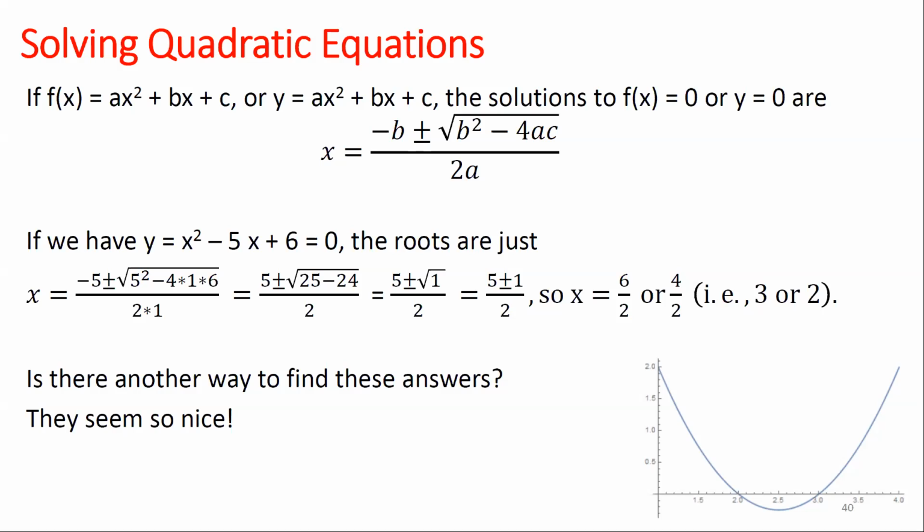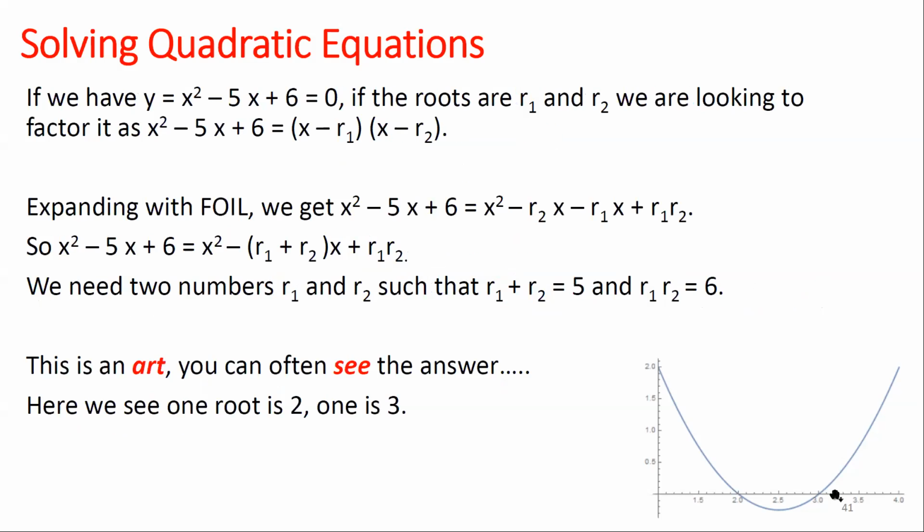So the question is, is there another way to find the answers to this? It seems so nice. Do we have to use the quadratic formula? The way I look at the quadratic formula is, it's nice to know it exists and that it will always work, but it can be a bit of a pain to use. It takes a little bit of time. Frequently, there's a faster way to look at it. And just to show that this is reasonable, here is a plot of our function, x squared minus 5x plus 6. And you can see here are the roots, 2 and 3.